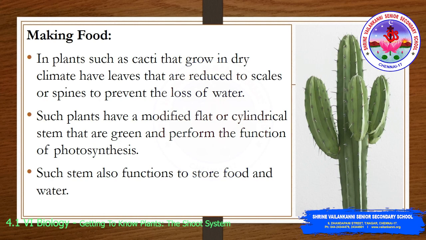The next modification is making food. In plants such as cacti that grow in dry climate have leaves that are reduced to scales or spines to prevent the loss of water. Such plants are modified to have flat or cylindrical stem that are green in color and they perform the function of photosynthesis. Such stem also functions to store food and water.